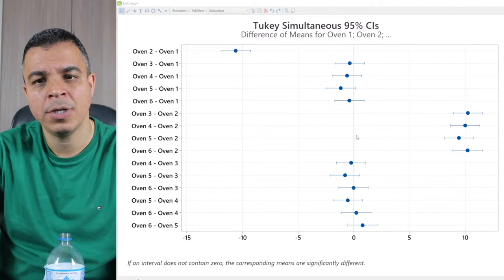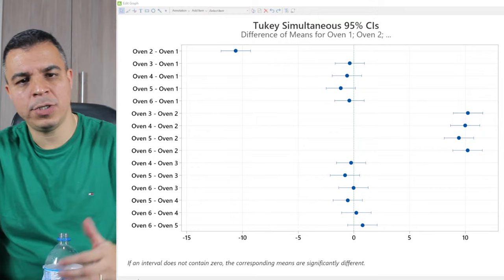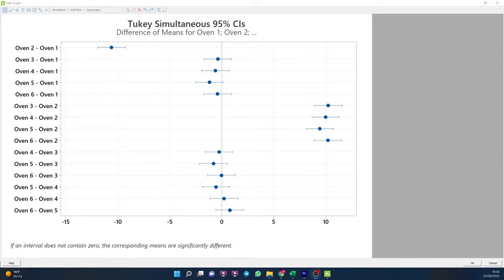So this is a very powerful procedure, very helpful. I think it's very friendly to present to any audience. Tukey's multiple comparison is an important additional step when you run ANOVA. Was that helpful?